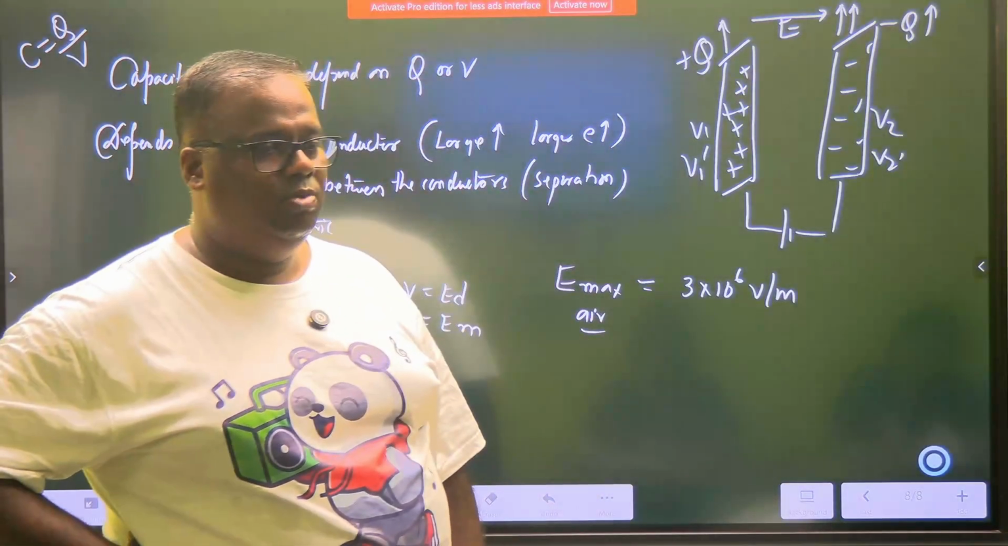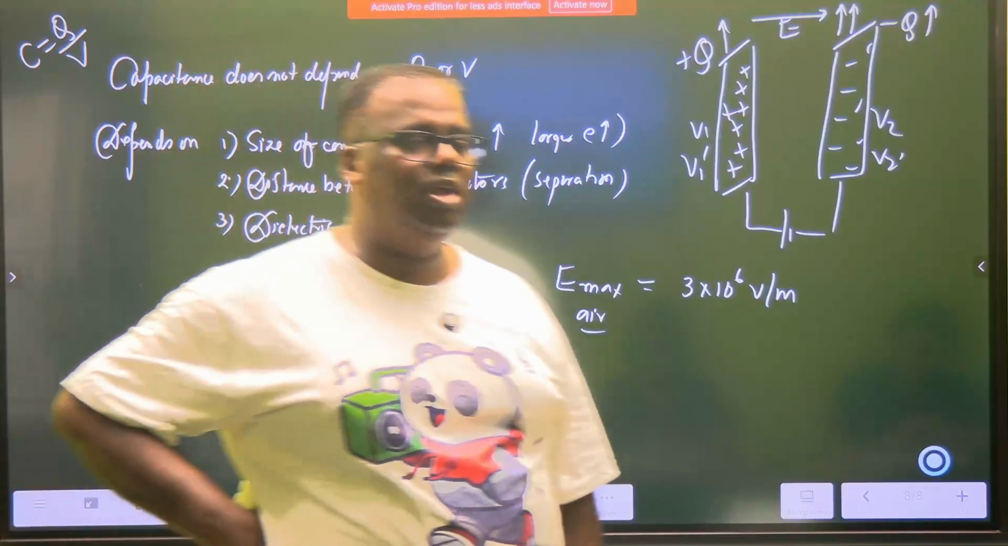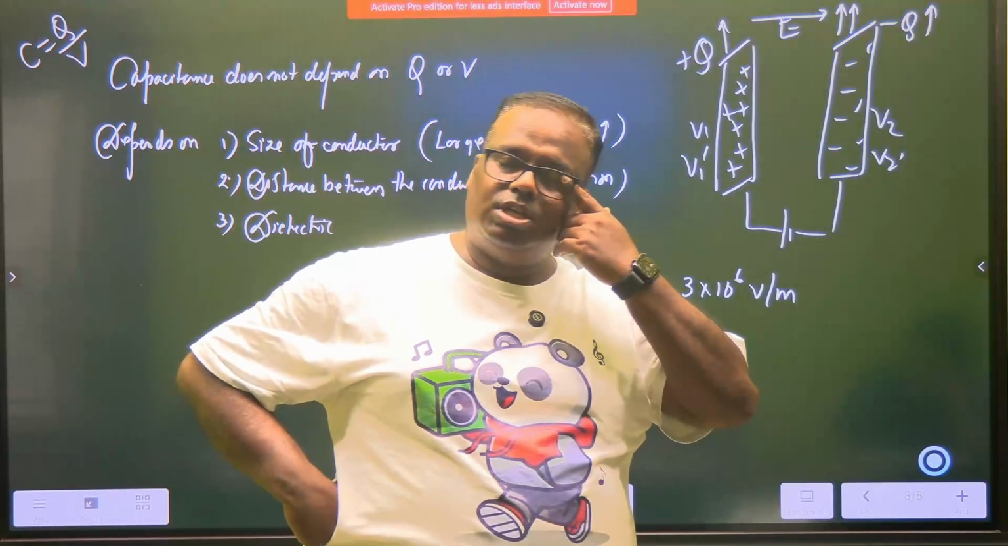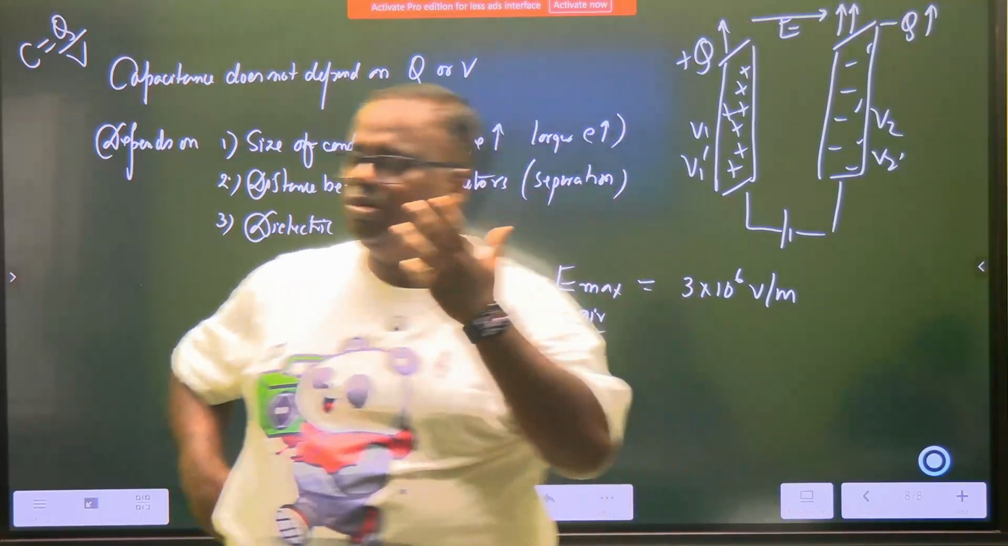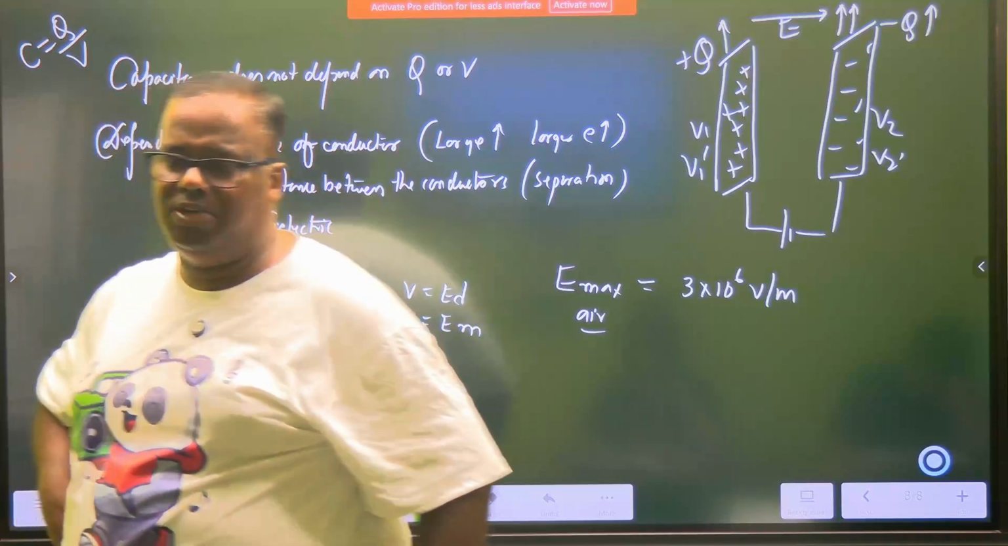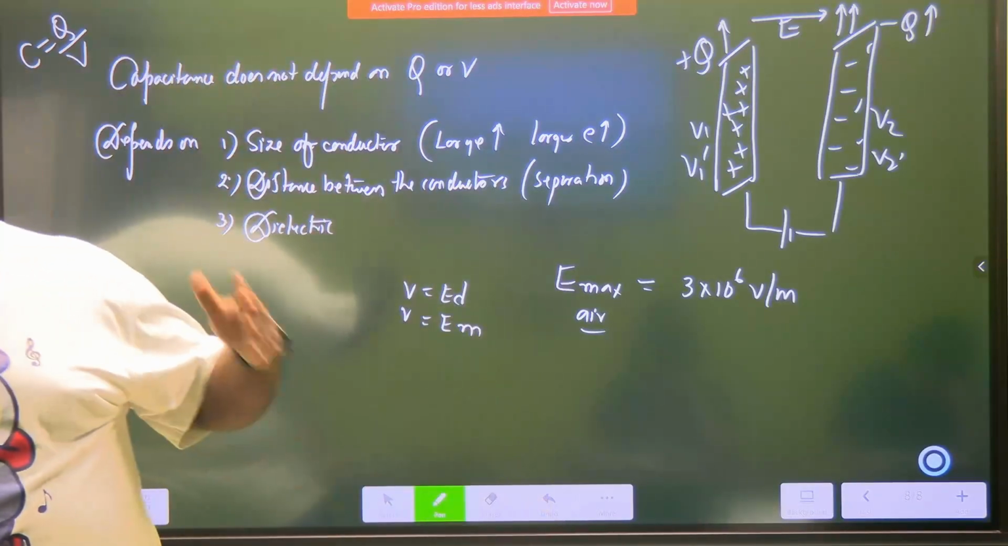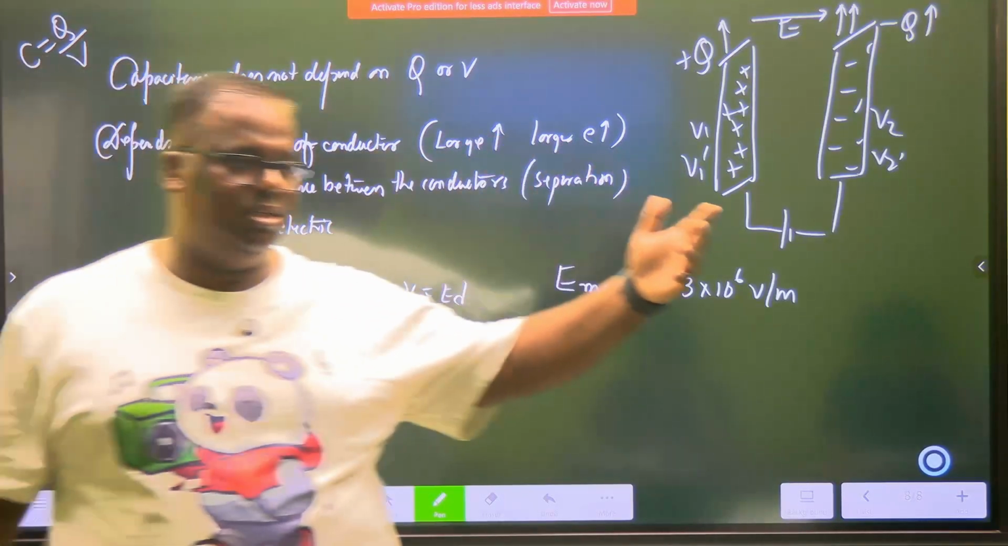After that, we started to understand what happens in a capacitor. So a capacitor is an arrangement in which you have two conductors separated by a finite distance. Usually it can be a single conductor also, where the other conductor is thought to be at infinity.